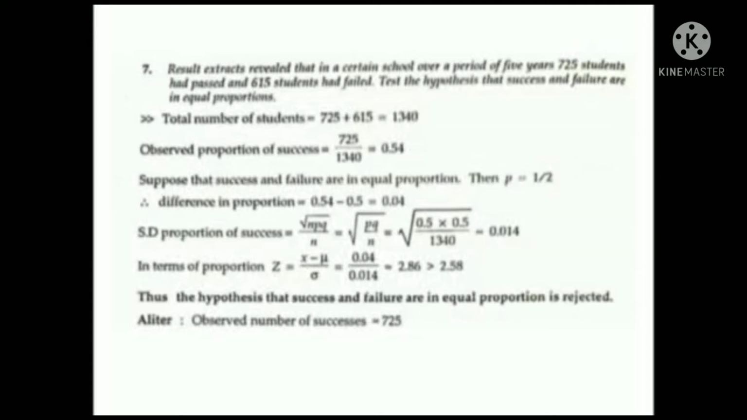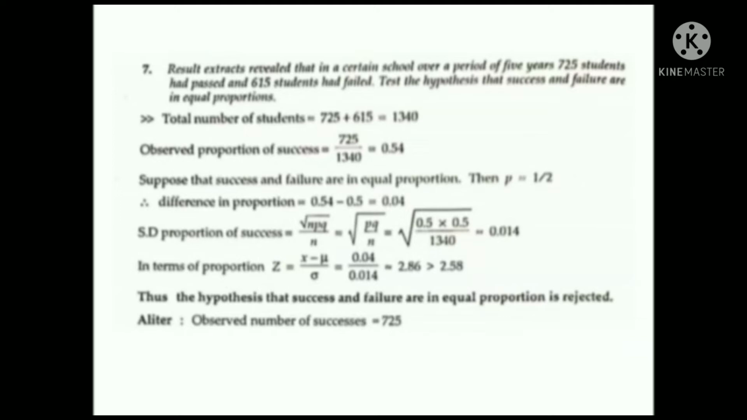Okay, let us see how the problems for test of significance of proportions can be solved. Alright, let us consider a situation. The question says result extracts reveal that in a certain school over a period of 5 years 725 students had passed and 615 students had failed. Now we need to test the hypothesis that the success and failure are in equal proportion. So success and failure is equal. That is the suggested hypothesis.